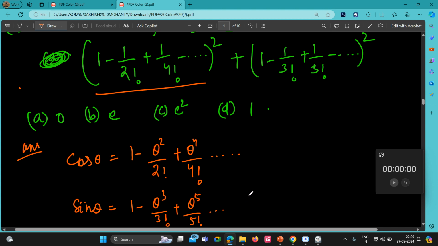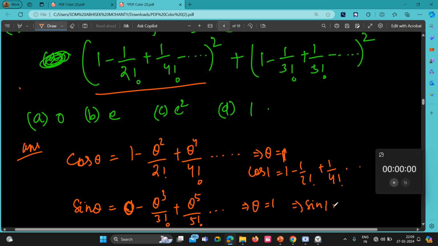So it's just like that, right? This is theta. And see what is the value in place of theta here? 1, right? So we just put theta is equal to 1. If I put theta equal to 1, cos 1 is equal to 1 minus 1 by 2 factorial plus 1 by 4 factorial, and so on. Here again theta is equal to 1, so sine 1 is equal to 1 minus 1 by 3 factorial plus 1 by 5 factorial.